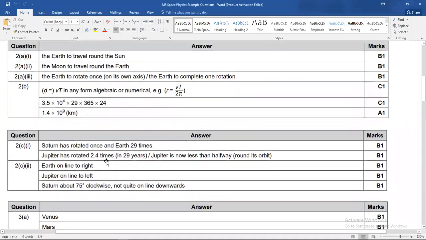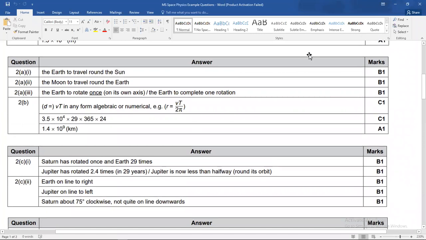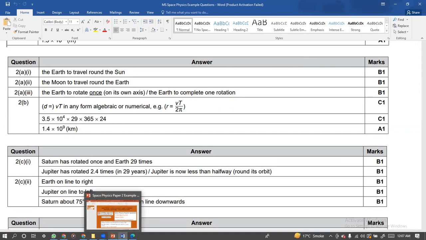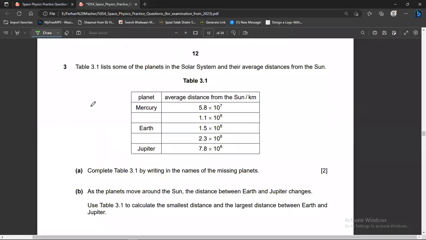So, my dear students, the marking scheme for question number 2 is showing up on your screen. You can pause the video, take your time, read this marking scheme carefully, and check my answers, whether I have written the right answers. You can always write a better answer. You can discuss it with your teacher. Okay, so we are going to the next question, that is question number 3.